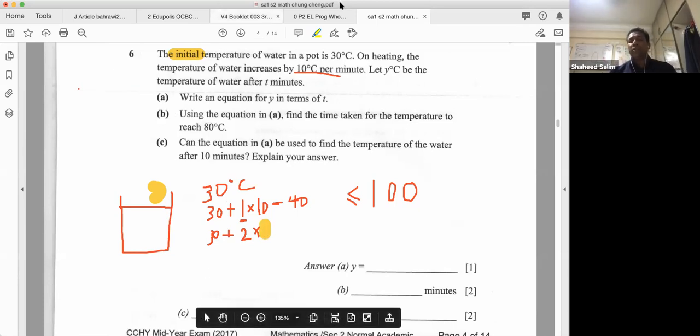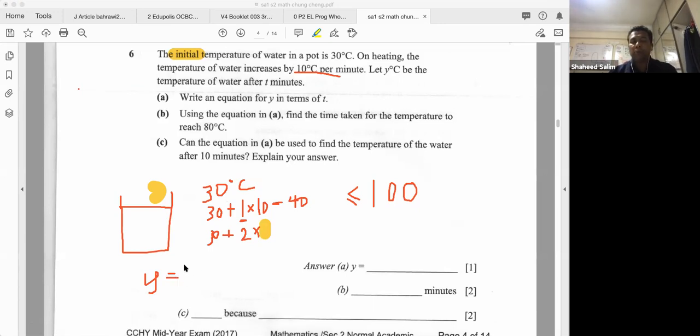So how to change it now into a formula? The formula for Y, the temperature, equals to what? 30, the original thing, plus this number here, which is the number of minutes. They tell you the number of minutes is T minutes. So it's 10T. This is the temperature.